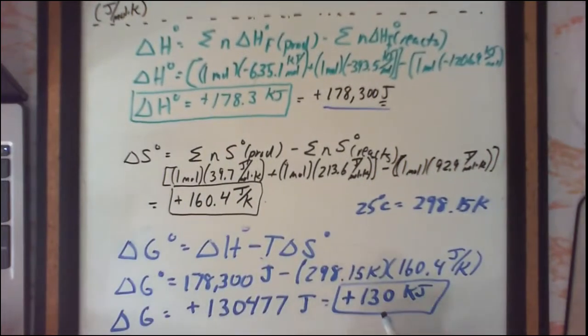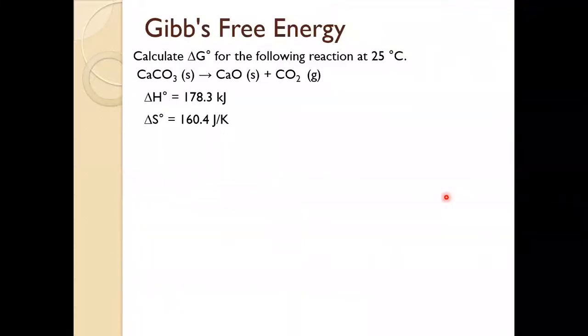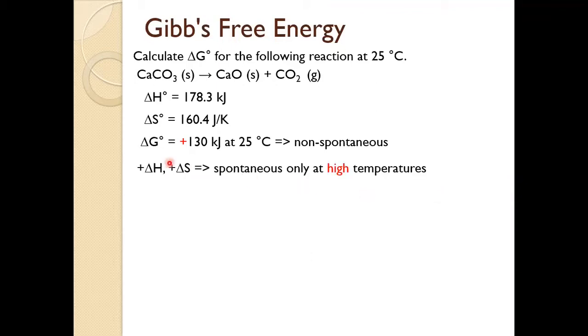So we calculate that for this process, conversion of calcium carbonate to calcium oxide and carbon dioxide at room temperature, we have a positive delta G, which means at room temperature, this process is non-spontaneous. So because we found that delta G is a positive 130 kilojoules at 25 degrees, this is a non-spontaneous process, and because both delta H is positive and delta S is positive, and under those conditions, as we learned in the previous lesson, if you have a positive delta H as well as a positive delta S, the process is only going to be spontaneous at relatively high temperatures.